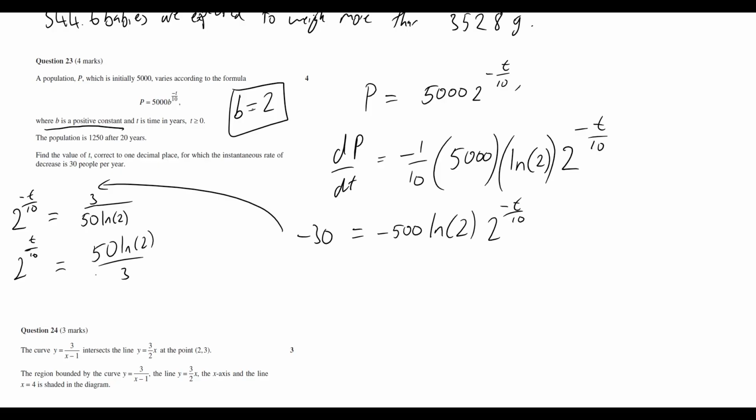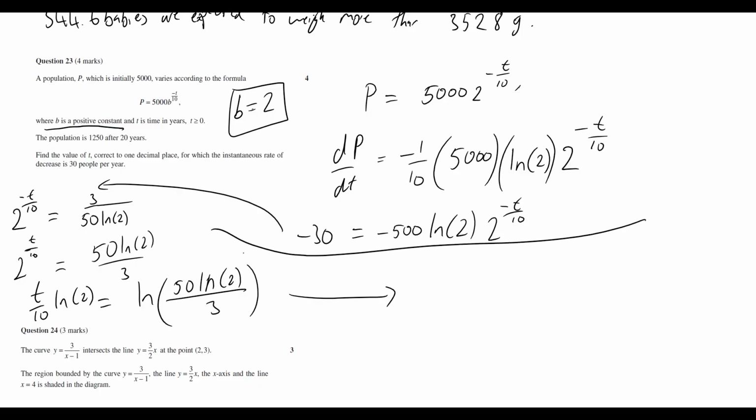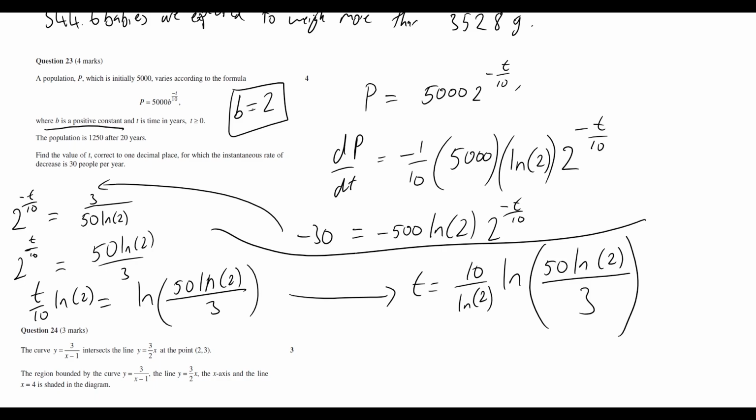So now if we take the natural log on the left-hand side and the natural log on the right-hand side, what we'll be left with is t over 10 times the natural log of 2 is equal to the natural log of 50 times the natural log of 2, divided by 3. Now we're going to come back over here. I'll give that a little bit of a separation. So now let's quickly solve for t. And so we see that t must now be equal to 10 over the natural log of 2 times, now it's getting a little bit messy here, the natural log of 50 times the natural log of 2, close bracket, over 3. Oof, and there we are.